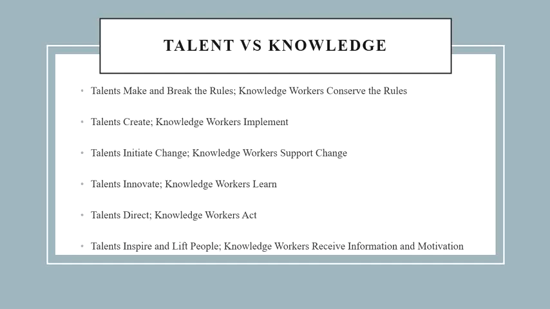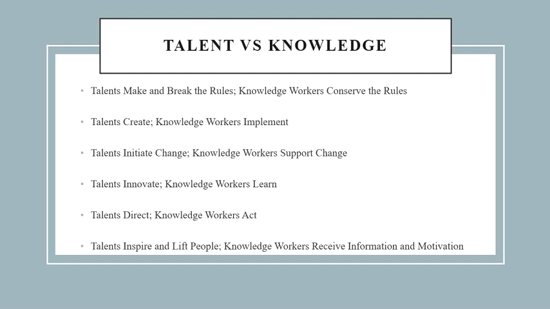Talents create. They're the ones who come up with new concepts, something new. Like, for instance, the washing machine. Knowledge workers implement the new change. In the case of the washing machine, somebody did the R&D and came up with the concept that washing machines have to now be made like this, and the knowledge workers at the plant followed those instructions and implemented them. So they're the followers. Talents initiate change. They are the ones who bring about a change in an organization, whereas knowledge workers support the organization's change.